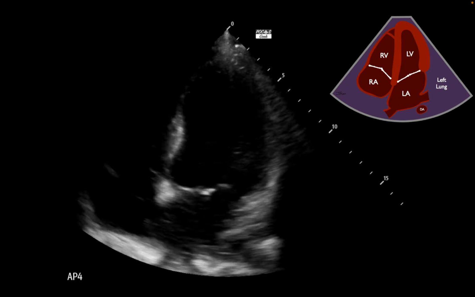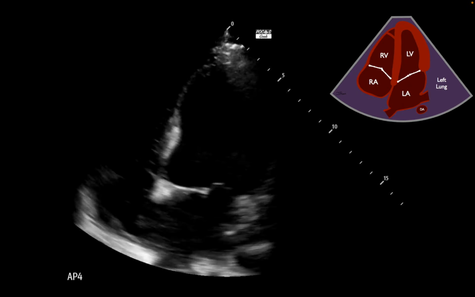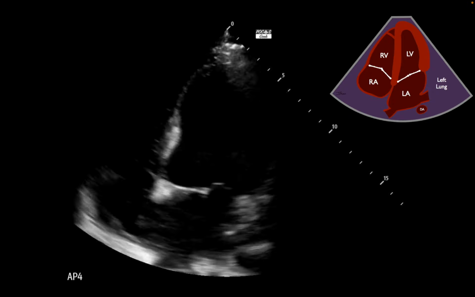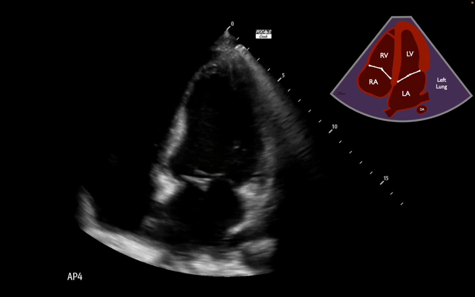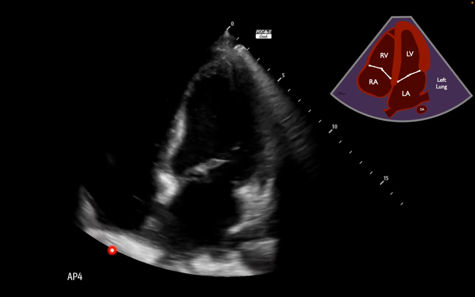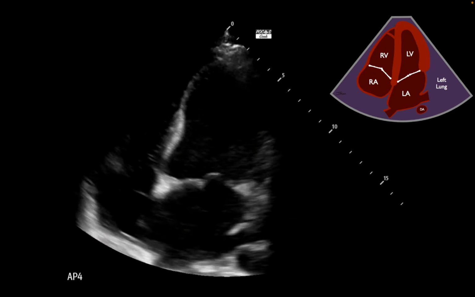We could probably, as far as quality of this image, bring the probe back towards the patient's midline just a little bit. That would center up the heart right in the middle. We could decrease the far field gain down in this area. That would just bring our quality up a little bit.